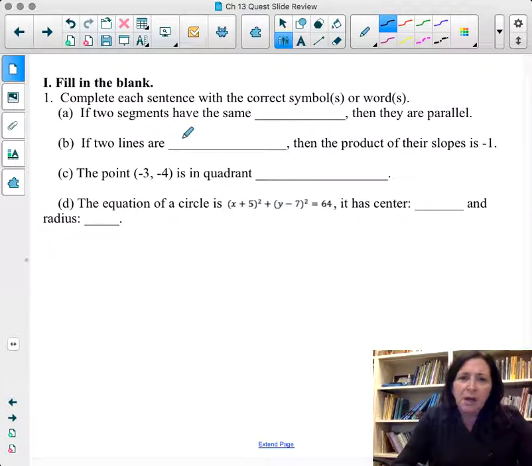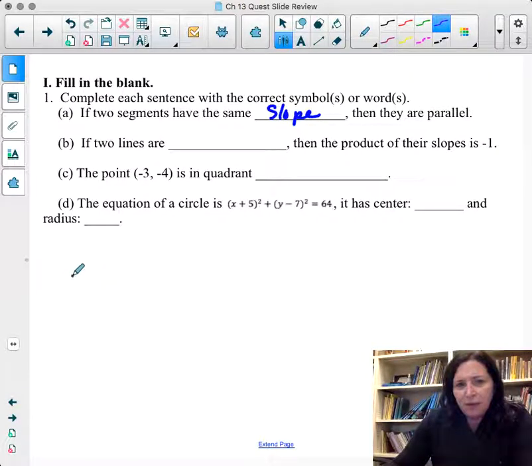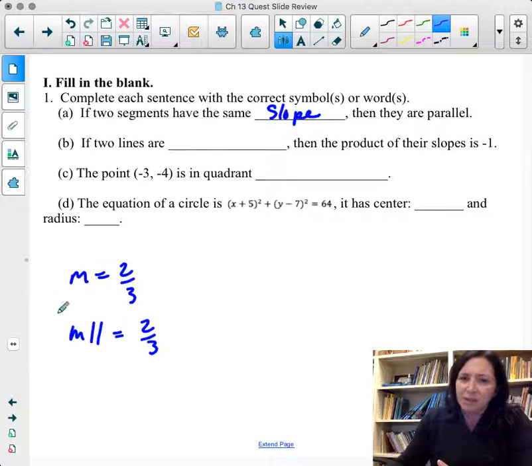First questions were to complete each sentence with the correct symbol or words and fill in the blanks. So what you were supposed to do was say, okay, if two segments have the same what, then they're parallel. Hopefully what you said was if they have the same slopes, that they are parallel. Because technically, if you're given a slope, and let's say that slope is 2/3, the slope of the line that's parallel to that is also going to be 2/3 because parallel lines have the same slopes.